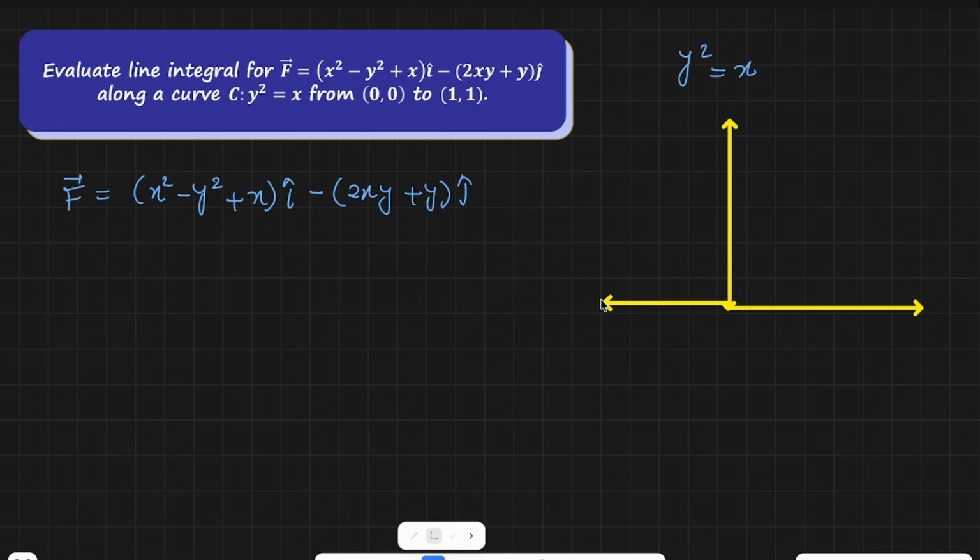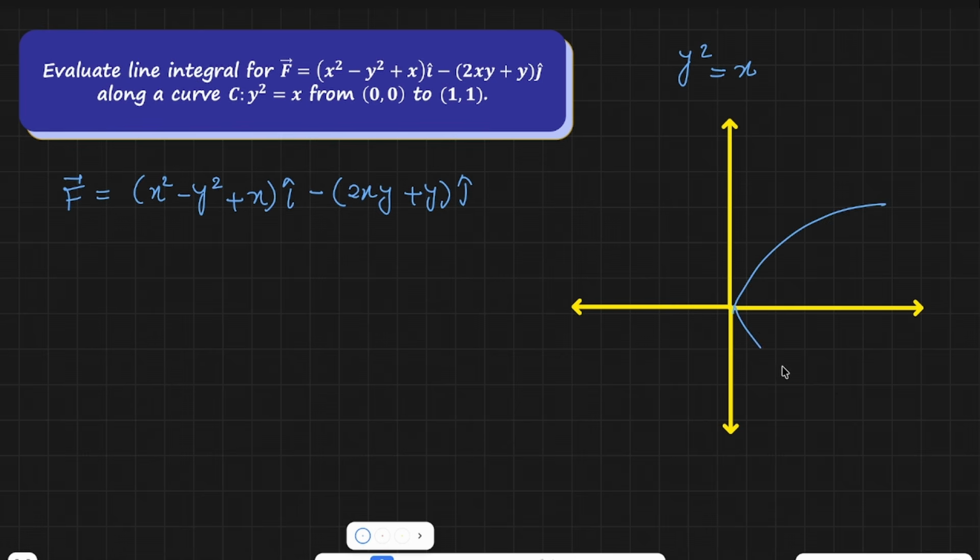Wait, I think it should start from here. So it is a parabola starting from here basically. I think I can draw the parabola also. Okay, let it be, I can draw it like this. This is y square and x square. Now it is from 0,0 to 1,1 only. So this is 0,0 to, let's say, 1,1 is here. Then you have to find the line integral from here to here.